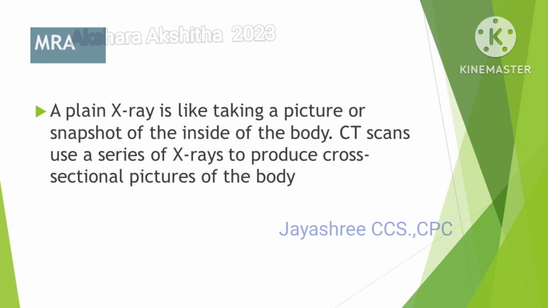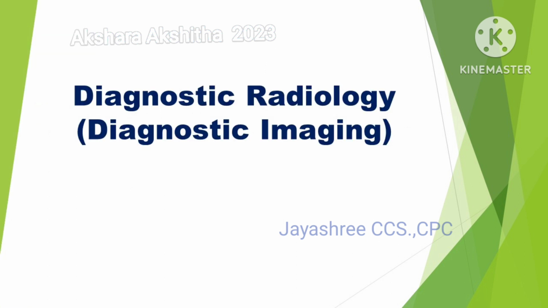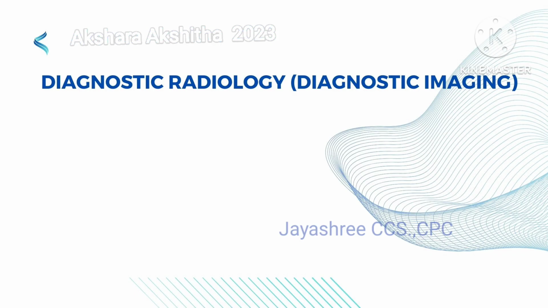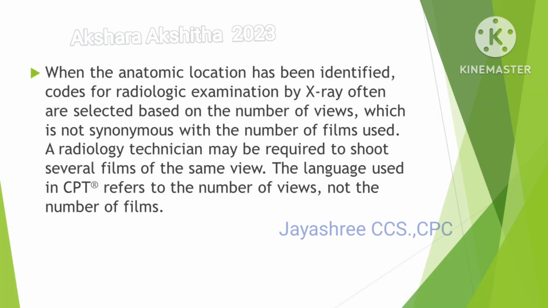When coding diagnostic radiology, the coder will need to determine first the anatomical location, then the type of radiology used, either X-ray, CT, MRI, etc. If it is X-ray, then we need to look for the number and type of views taken. Next, if it is CT, with contrast or without contrast. First let's see the views-related points.